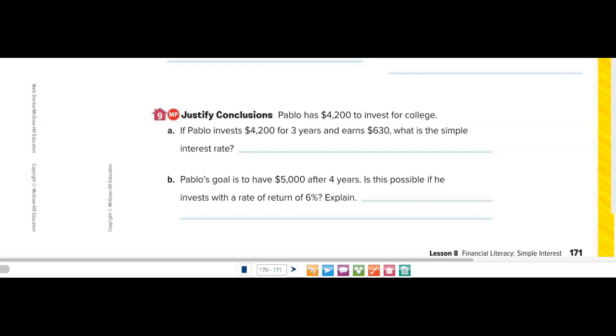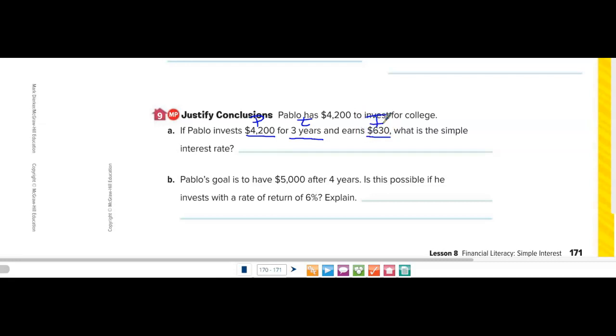Okay, so this $4,200 is my principal because it's the amount that I am putting into an account. This 3 years is my time, and it's in years. And then what is the 630? That's the interest, right? Because that's what he earns. He's getting that money. He's earning interest.